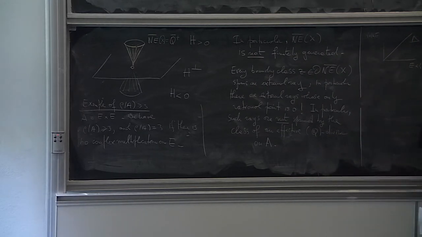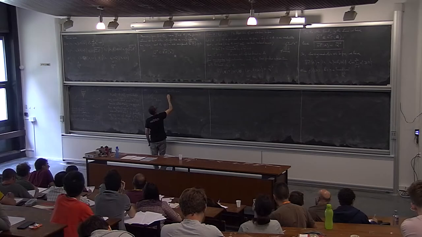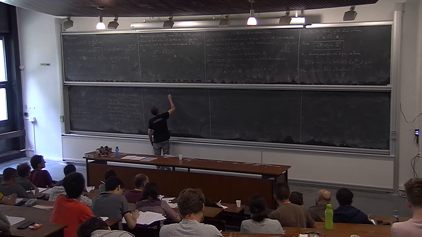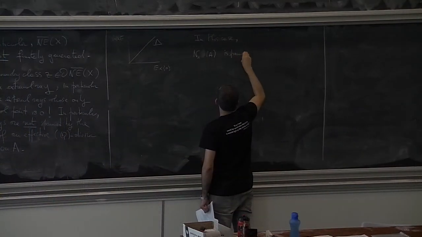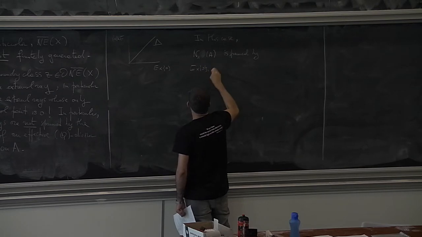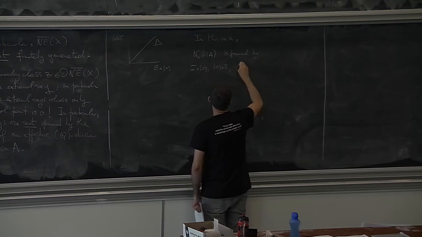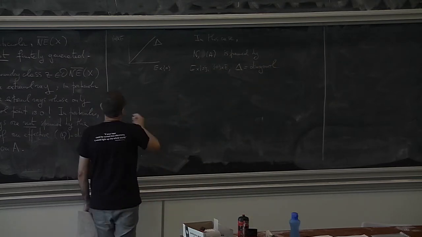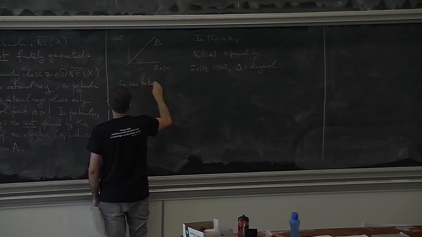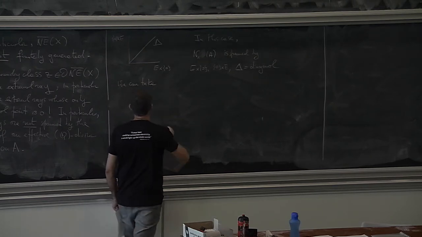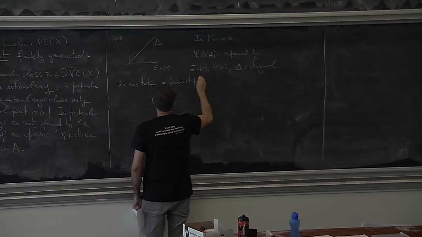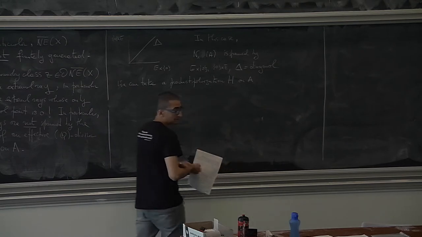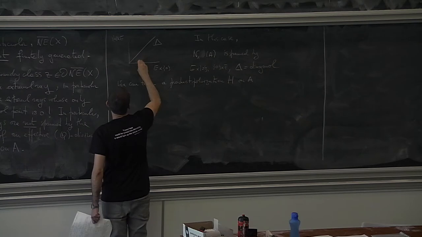In this case, N1 of A is spanned by E times 0, 0 times E, and delta, the diagonal. Okay. We can take a principal polarization given by a polarization here plus a polarization here, a product polarization H on A, so that this polarization is a product of two principal polarizations here and here.